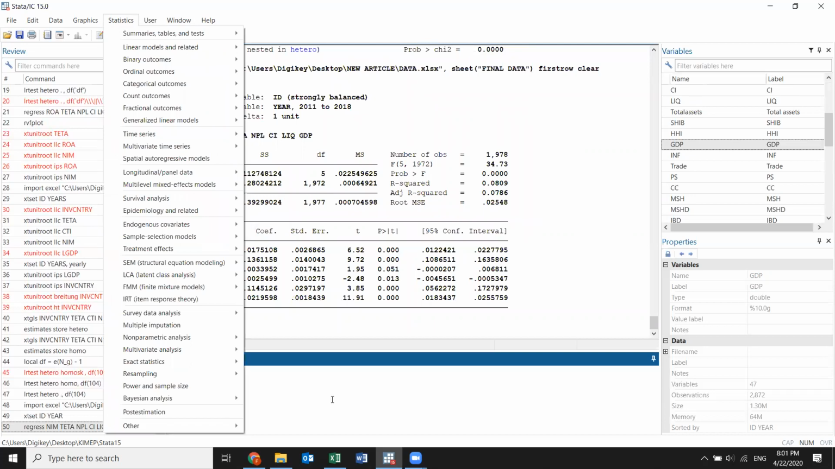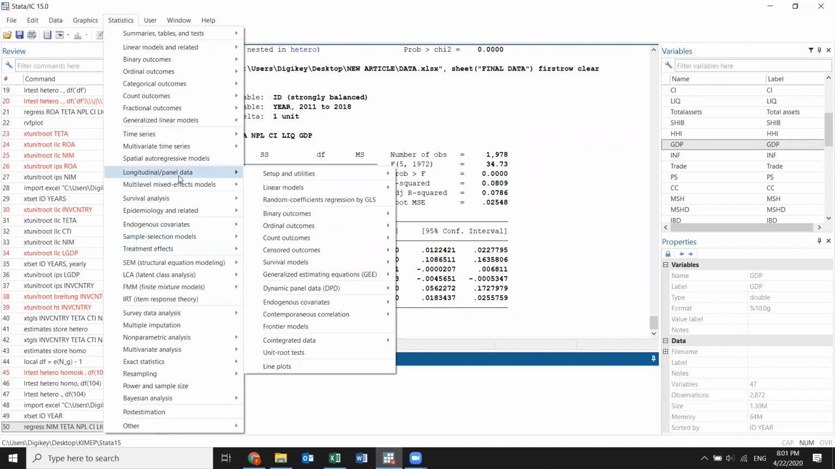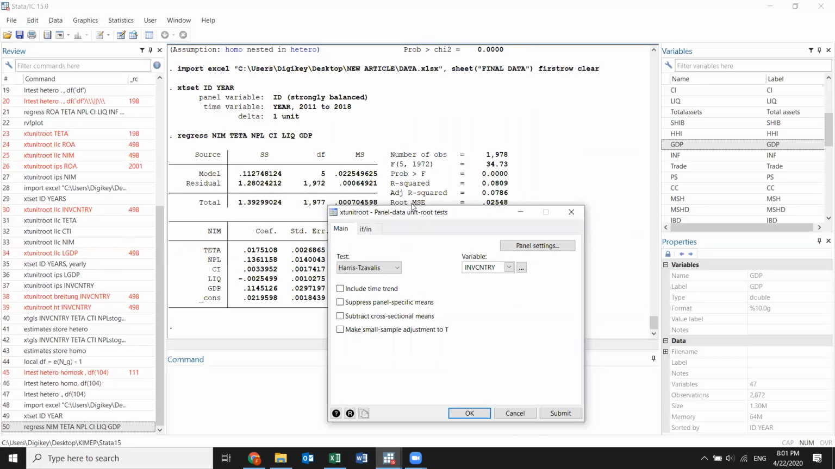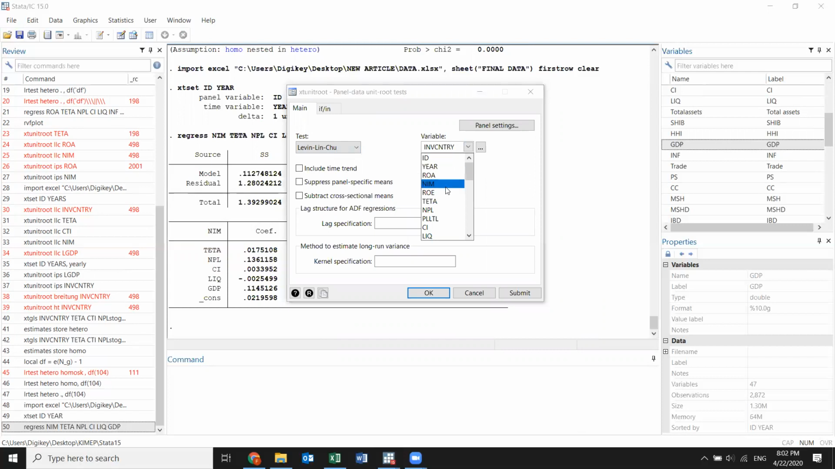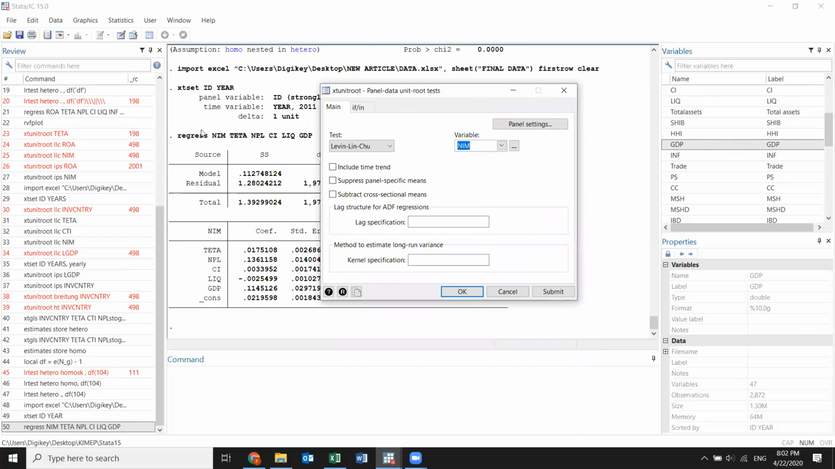I go statistics. I can type a command, but let me go to first statistics. Longitudinal panel data, because I am using panel data. You are using panel data as well. You're not using one country, you're using more than one country, your panel data. Unit root test. Okay, I go here. Last time I shared the information by using EViews to Islam. He saw it. I can choose Pasaran, I can choose 11 Lenchu. Let me choose 11. Now I'm choosing the variables. My first variable, NIM, is here. Okay, I will test first of all NIM.